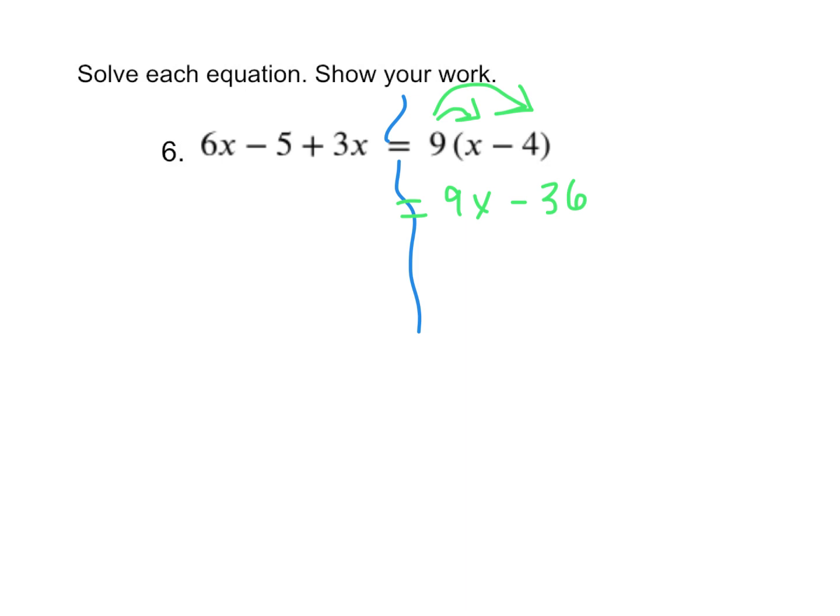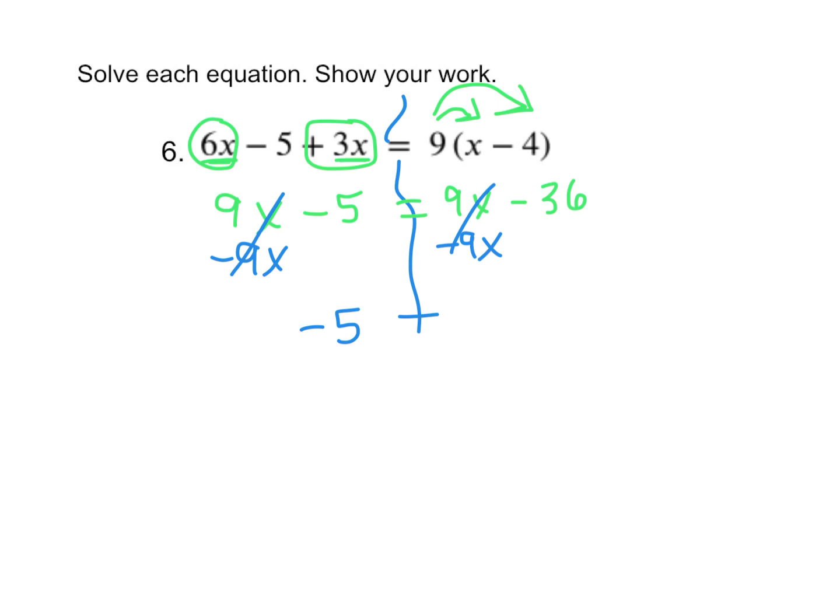On the left side, I notice that I have 6x and 3x. So we can combine those like terms in our first step to simplify the left side. That's going to be 9x, and then bring down the negative 5. Okay, now we have to get our letters to the left. So I'm thinking I'm going to subtract 9x, subtract 9x, and those are both going to cancel out and become 0. So on the left side I have negative 5, and on the right side I have negative 36.